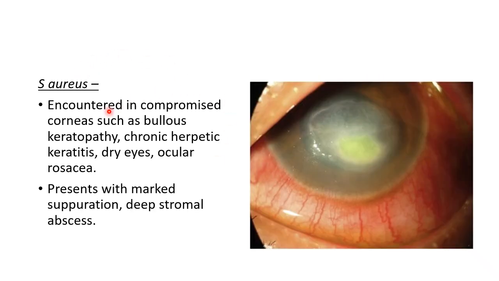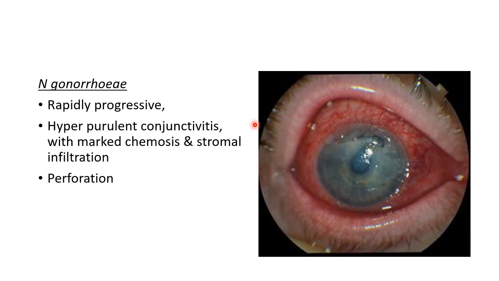Staphylococcus aureus, often encountered in compromised corneas such as these. It presents with an abscess. Now, staph has a tendency to form abscess. So, marked suppuration, that is pus formation, and deep stromal abscess. So that was staph.